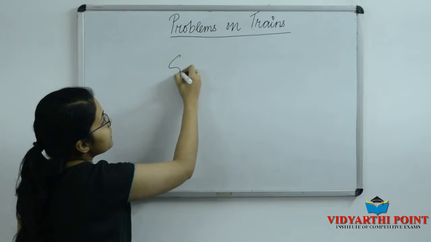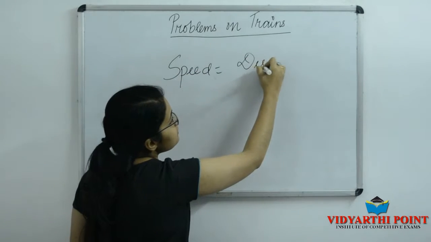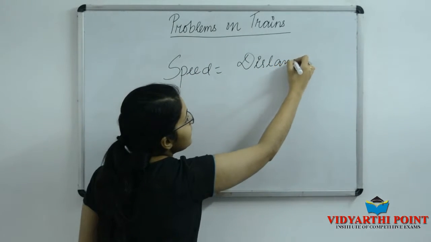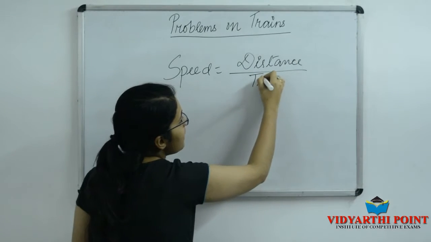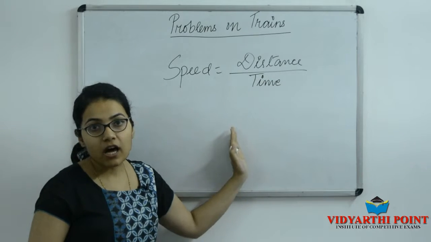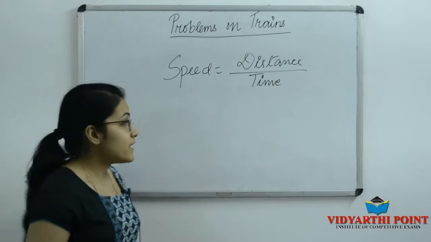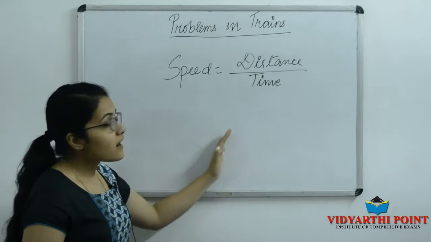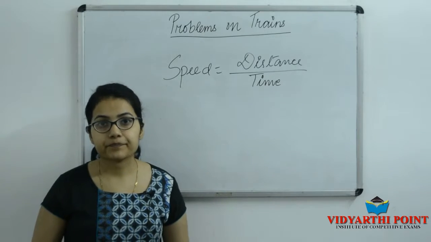Now, speed equals distance by time. Using this formula we will be solving all the problems related to trains. But here are some exceptions. Let us look at the exceptions here.